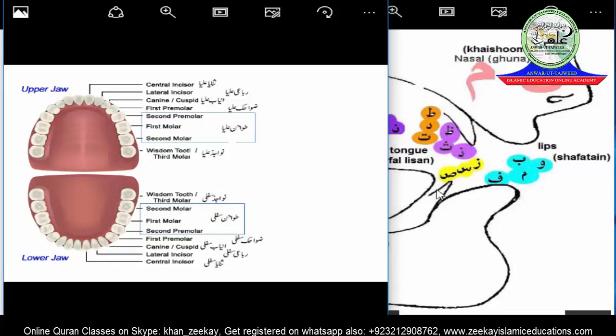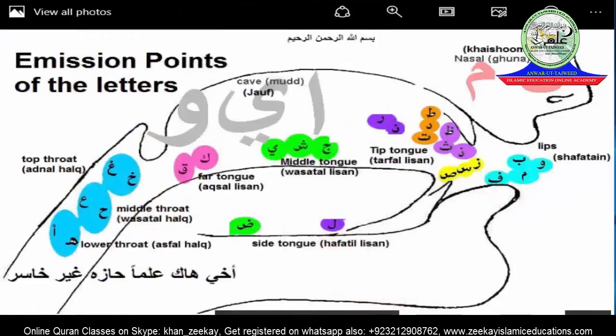And the last one was that when the tip of the tongue touches the edge of the lower central incisors, it also includes the edge of the upper central incisors. From this origin, letters za, sin, and sa are pronounced. So this is all for today's lesson.